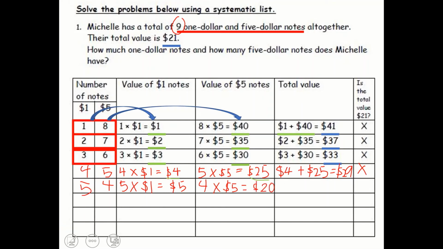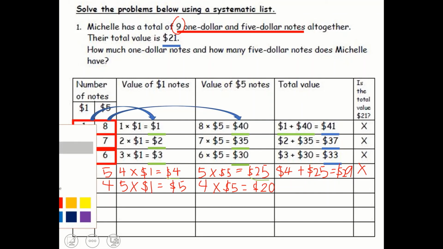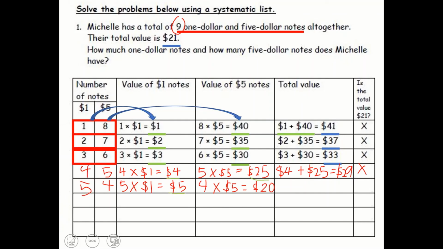Now let's add the two numbers together. $5 plus $20 will give us $25. Unfortunately, this is still not the total value that we are looking for. However, you could feel that our number is getting closer and closer. 25 is much closer to 21 as compared to the previous numbers.